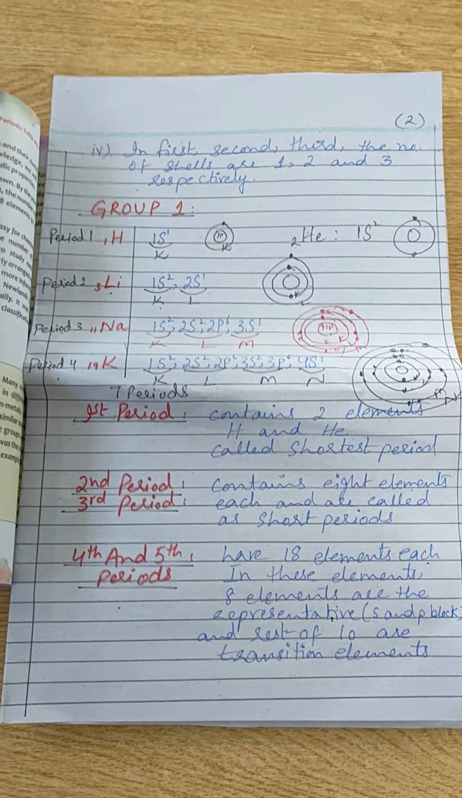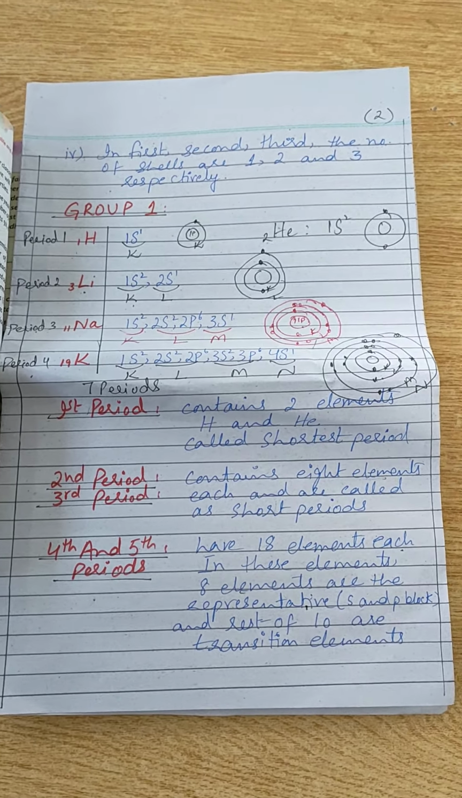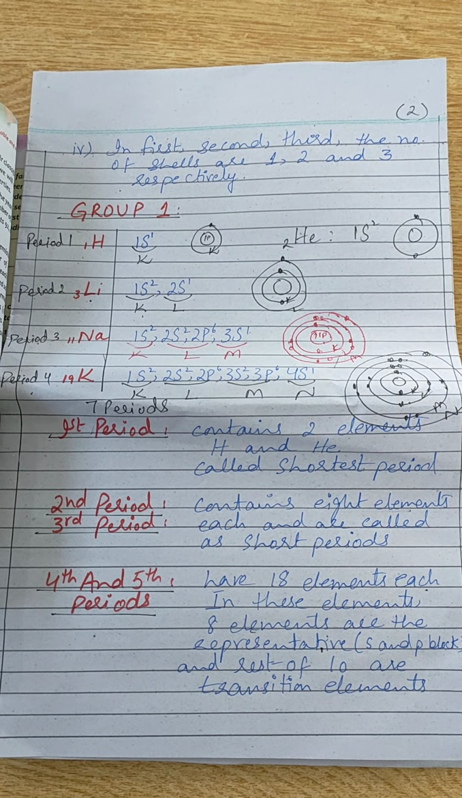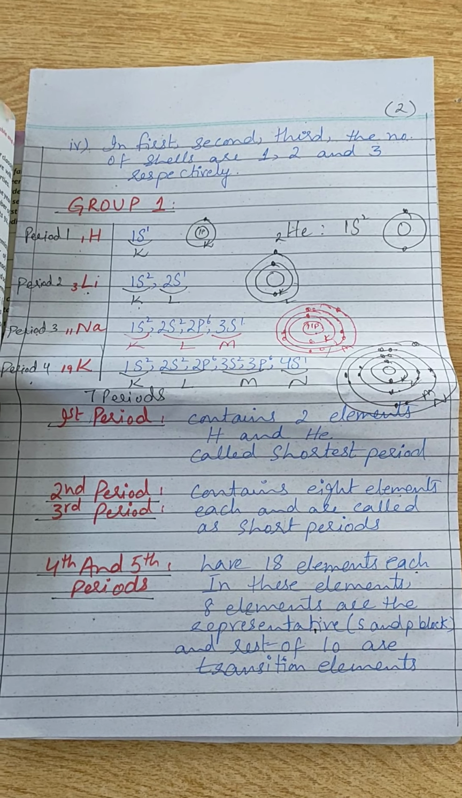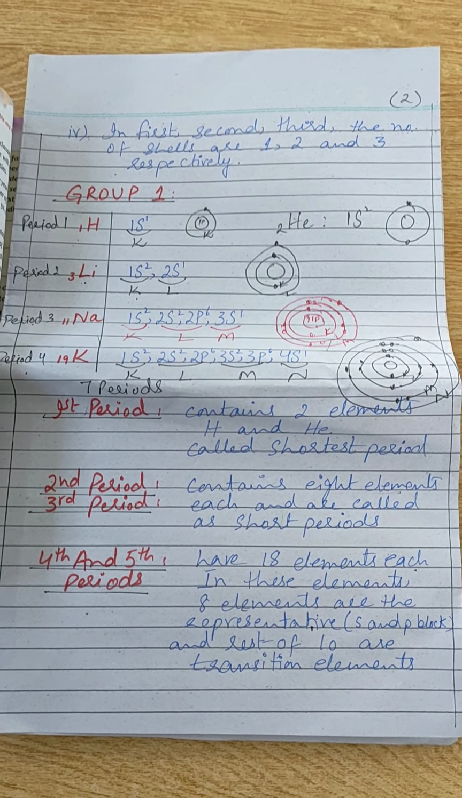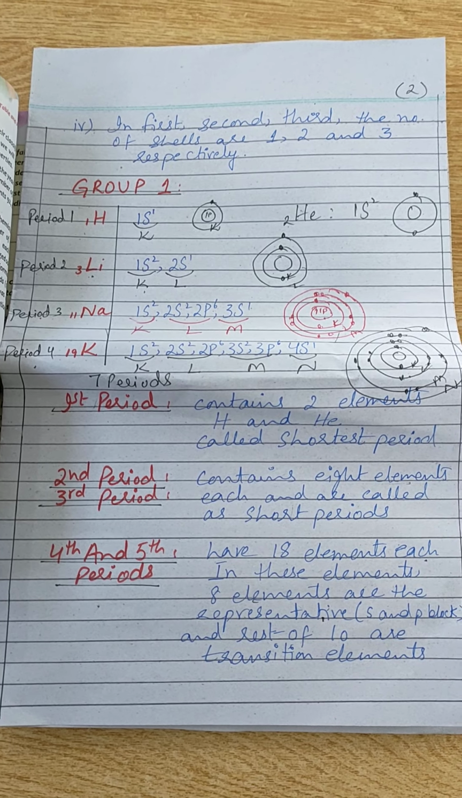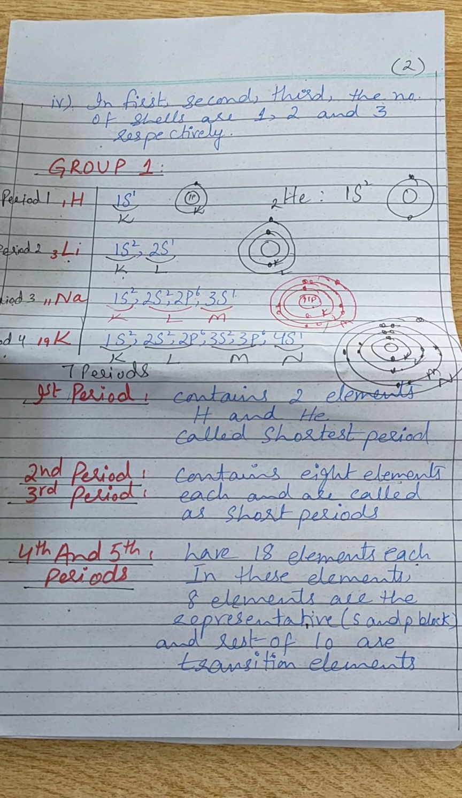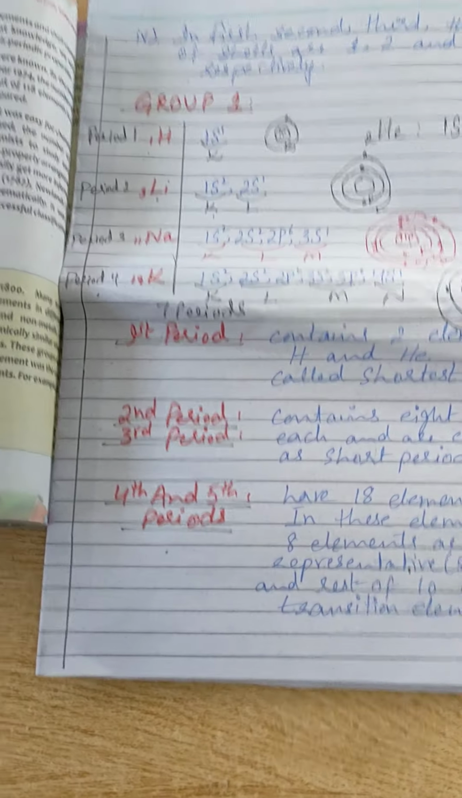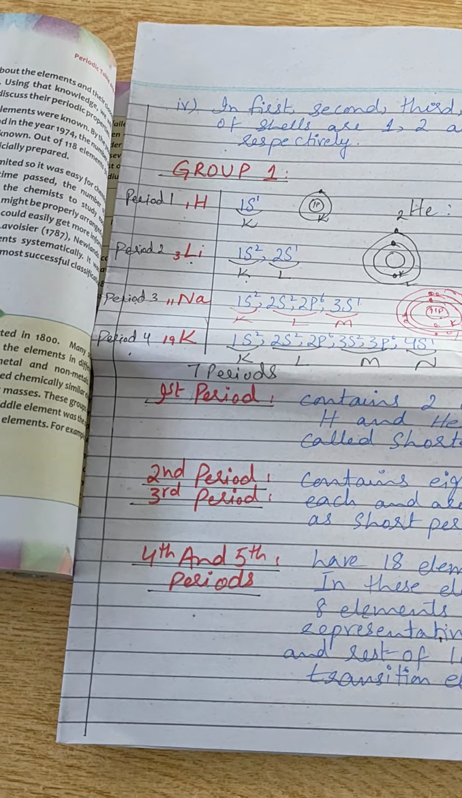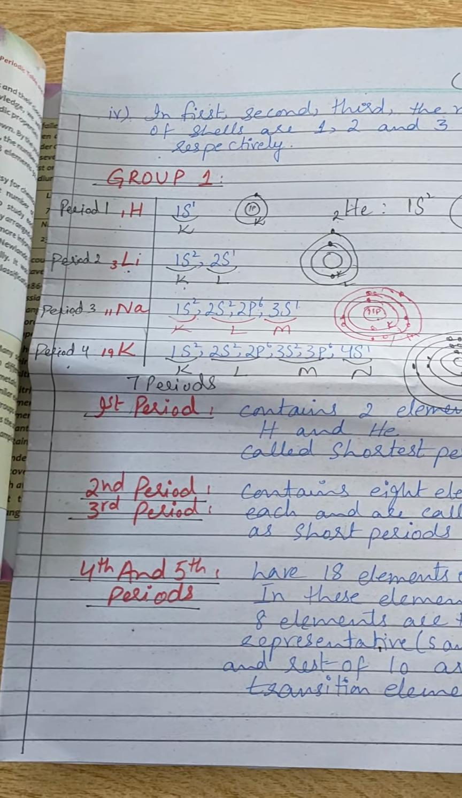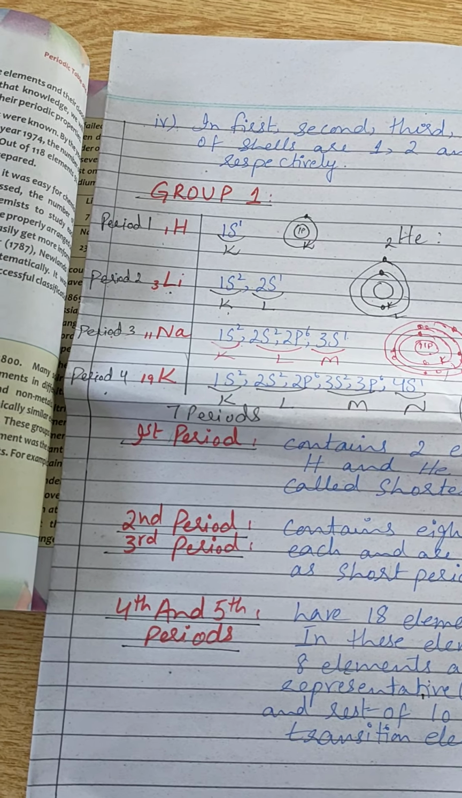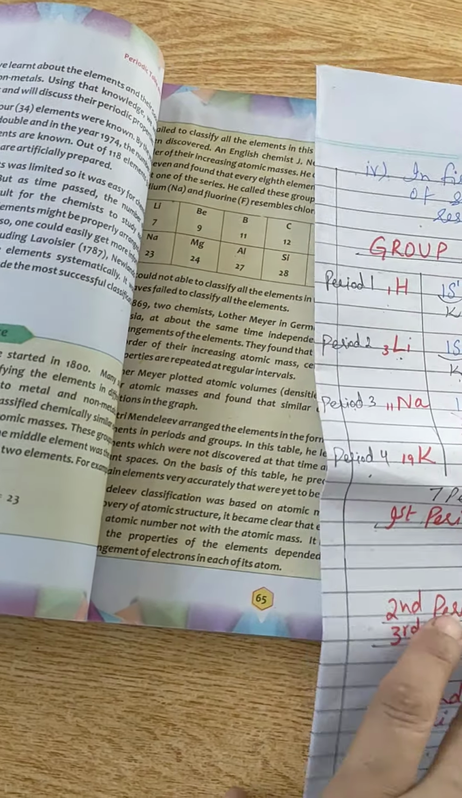B. So the elements in the periodic table are basically divided into 2 main categories. One is the normal elements, which are represented with the symbol A, and the groups of the normal elements are 8 in number, while the transition elements are classified with the alphabet B, and they are placed in the center of the periodic table. Clear? So the fourth and fifth periods have 18 elements, in which 8 elements are representative elements, while the rest of the 10 are the transition elements.